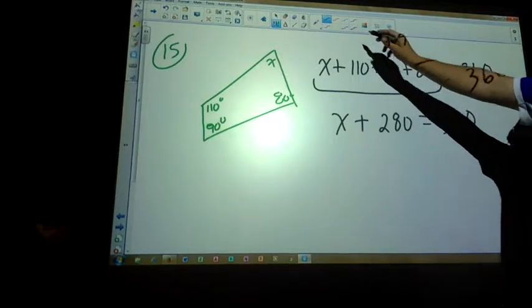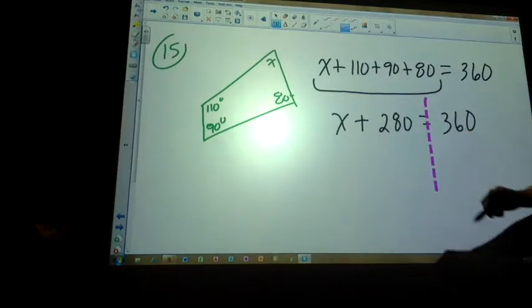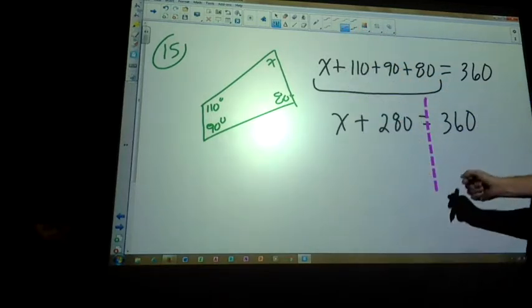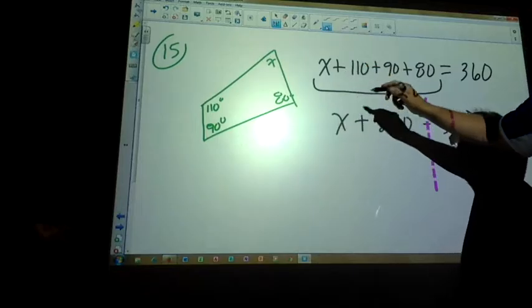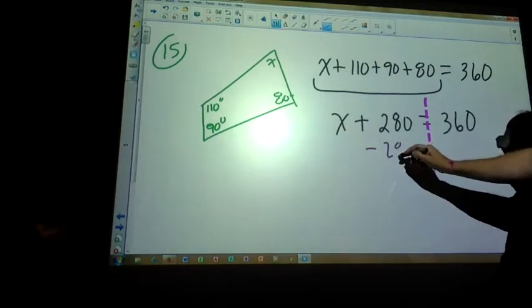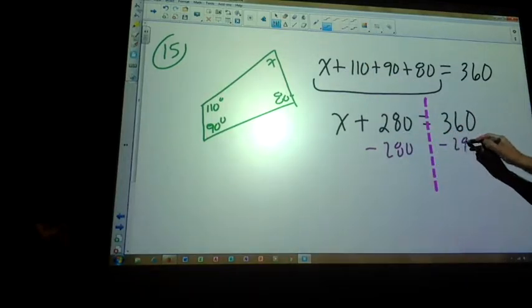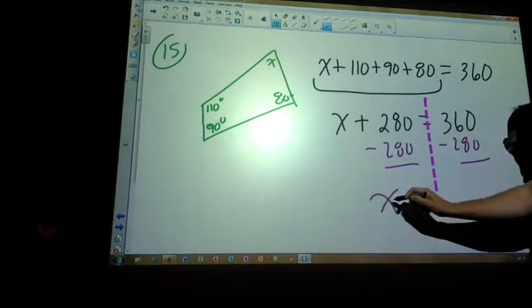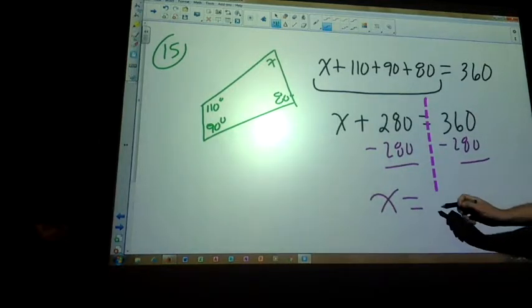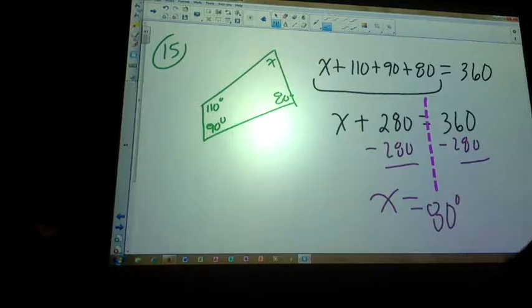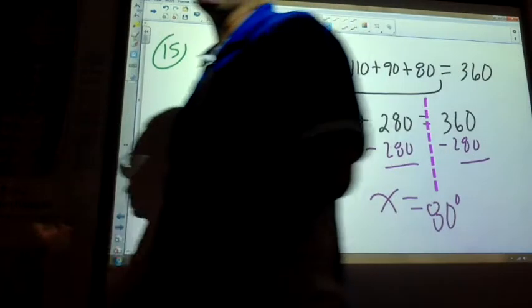Yeah, absolutely. So remember, now we're solving it. We can do one of those Jim Dandies, which represents the equal sign, right? And so I'm going to subtract 280 from each side. That is exactly correct. And x is equal to how much? 80? Oh, cool. So put your x equals 80. Make sure you mark it because it is in degrees.